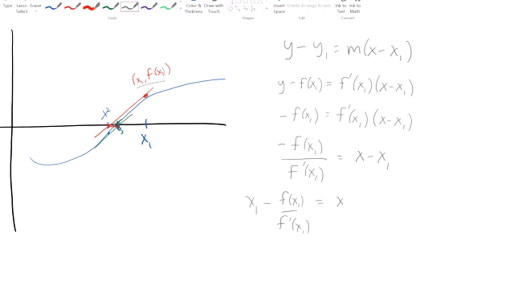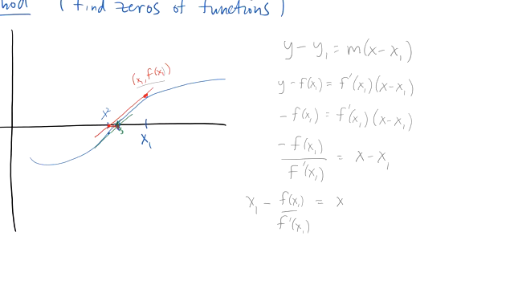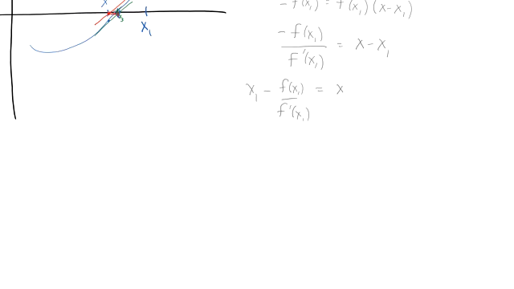Because this is such a big deal, I'm going to change colors, and purple is kind of a cool color. So I get x, which is the x-intercept for my red line, which is x sub 2. Remember, this is the x-intercept. So x sub 2 equals x sub 1 minus f of x sub 1 over f prime of x sub 1. That's my second approximation, this guy right here.